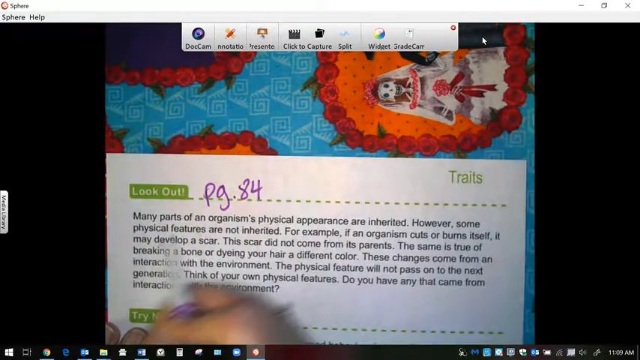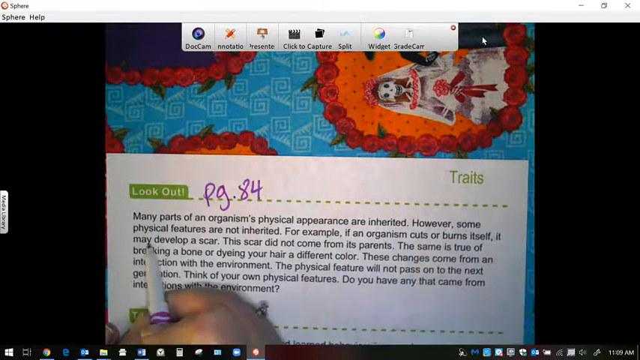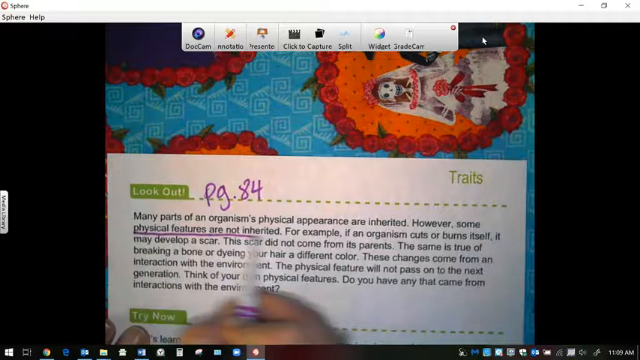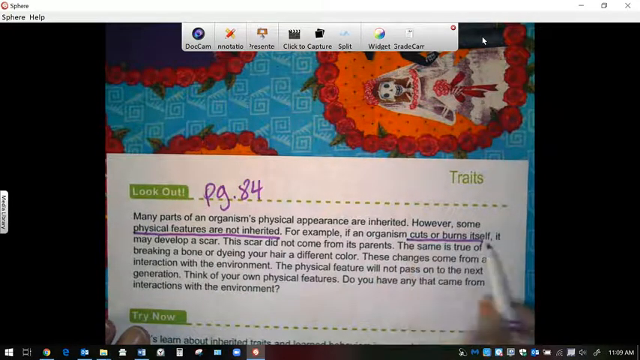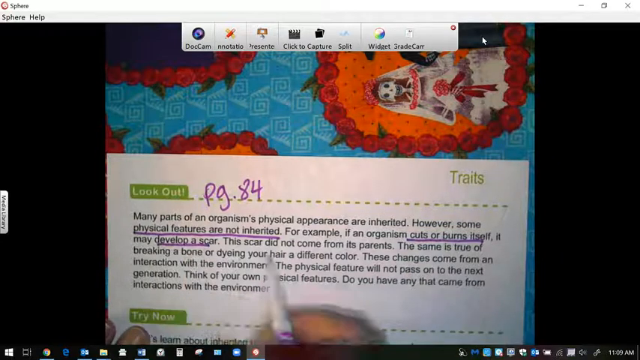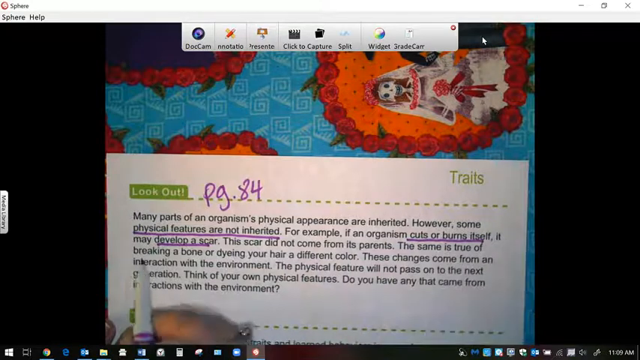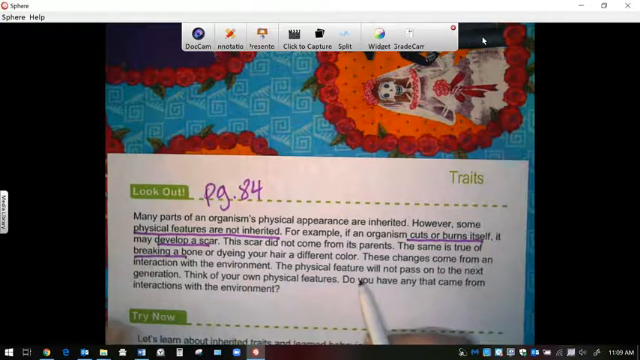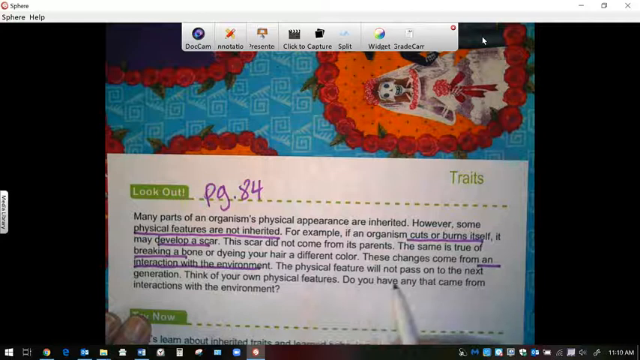Many parts of an organism's physical appearance are inherited. However, some physical features are not inherited. For example, if an organism cuts or burns itself, it may develop a scar. This scar did not come from its parents. The same is true of breaking a bone or dyeing your hair a different color. These changes come from an interaction with the environment. These physical features will not pass to the next generation.